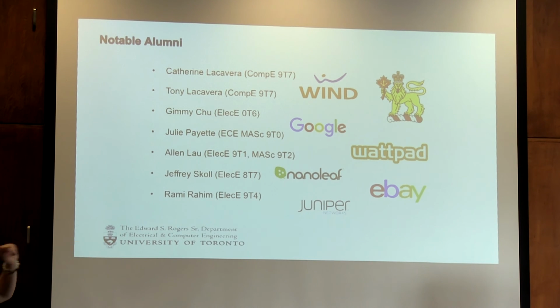Jeff Skoll was one of the early employees at eBay. I'm not sure if you're familiar with the crest in the top right corner, but that's the crest of the Governor General. So Julie Payette was recently named the Governor General. So when parents ask me where's my kid going to work, I could say, well, they could be the Queen's representative in Canada, but they'll probably work at Google.